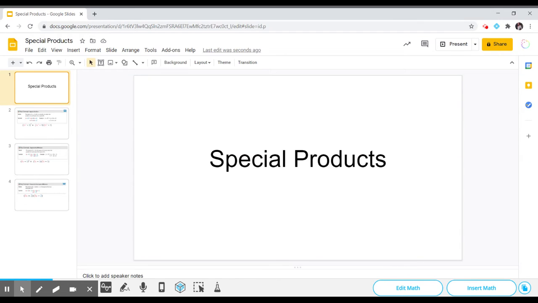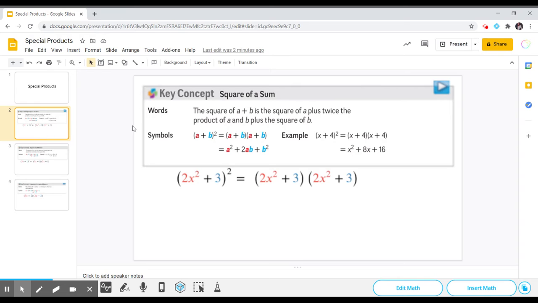So special products just continues our knowledge of multiplying polynomials and hopefully can find you some easier, faster methods of finding the products of these polynomials. But as a disclaimer, you can always use the FOIL method with any of these. So if you prefer using FOIL, use FOIL, but this is supposed to be kind of a shortcut, or if nothing else, just noticing a pattern that we can find in math.